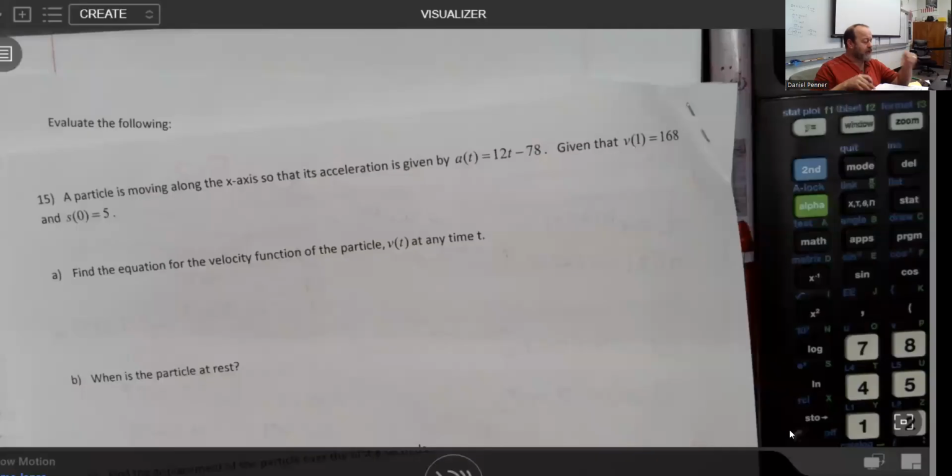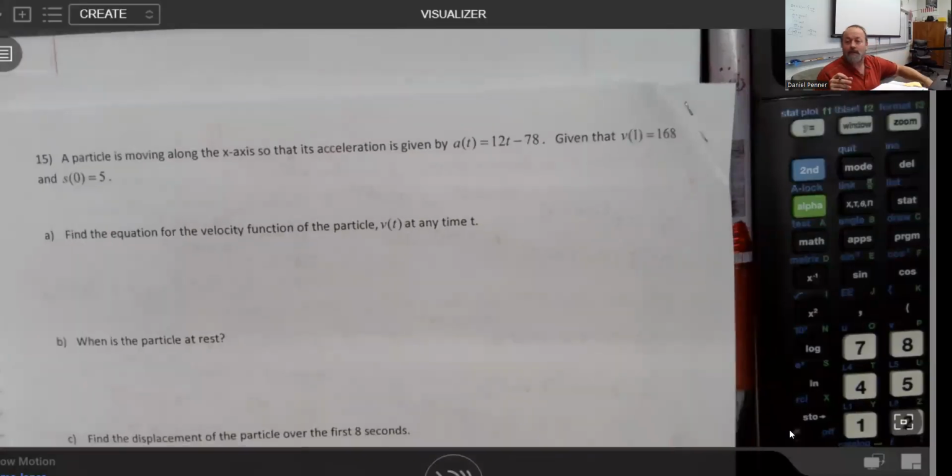Okay, so the last problem on the review is problem number 15. It's a little particle motion question. I'm not really sure how much we need this one. We've done a lot of these over time, but it has been quite a while since we've done them. So we'll go ahead and take a look at it. Maybe this will be helpful.